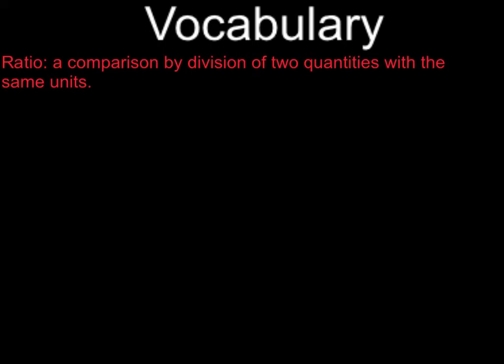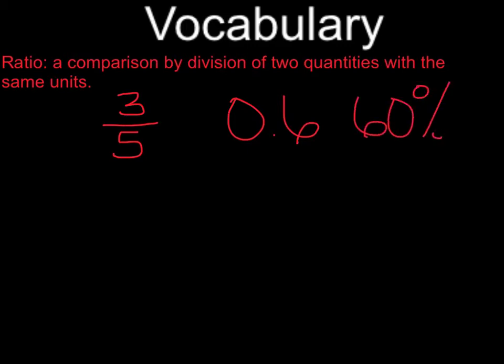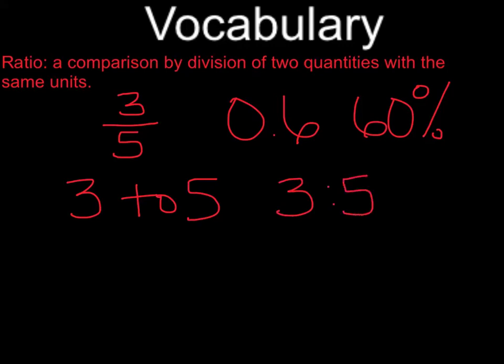For example, if a team wins 3 games out of 5 games played, the ratio of wins to total games is 3 to 5, 0.6, 60%, 3 to 5, or 3:5.